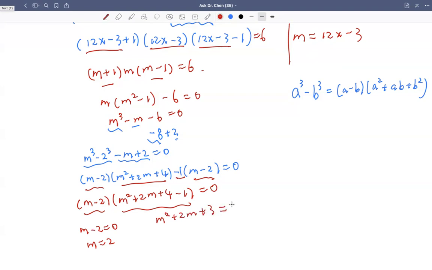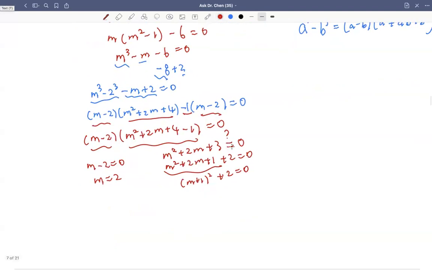Or can this be 0? Well, let's see. m squared plus 2m plus 1 is a perfect square. Right? So this is m plus 1 squared plus 2 equals 0. So in the real number system, this square will always be at least 0. So in the real number system, this won't be 0. So that means we only have one solution, m equals 2.